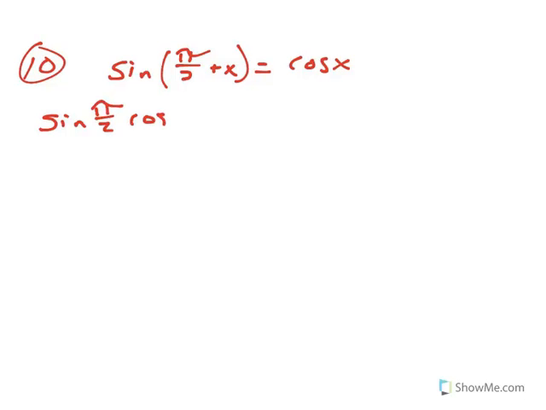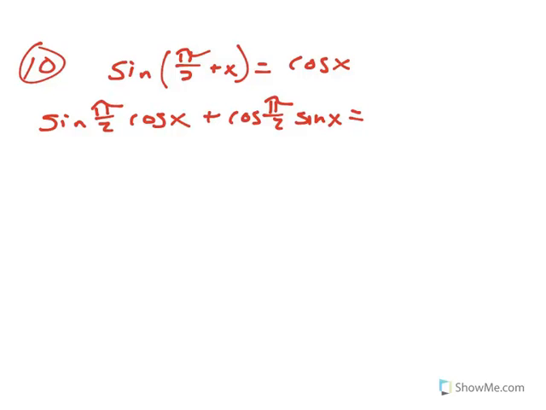Number 10, you're supposed to show that sine of pi over 2 plus x is equal to cosine of x. Supposed to verify that that's true. Prove that that is an identity. Well, using the sum identity for sine, sine of pi over 2 times cosine of x plus cosine of pi over 2 times sine of x, that's equal to sine of pi over 2 plus x.